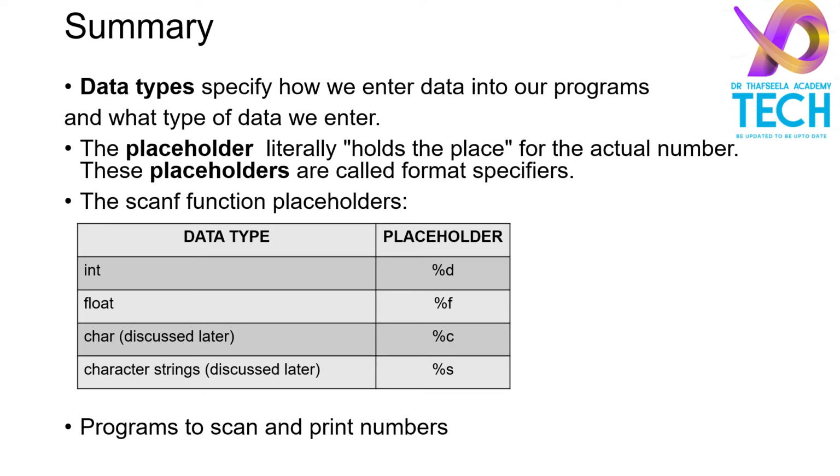So in summary, we learned what data types are and what placeholders are. Data types, as I told you, specify how we enter data in our programs and what type of data we enter. Placeholders literally hold the place for the number. These placeholders are also called format specifiers. In the case of the scanf function, the placeholder for int is %d, float is %f, character is %c, and character strings is %s.